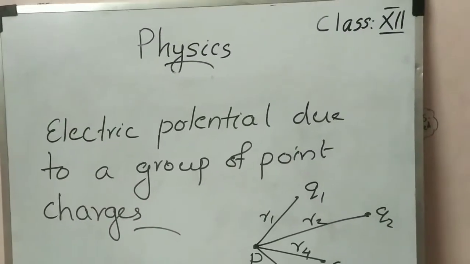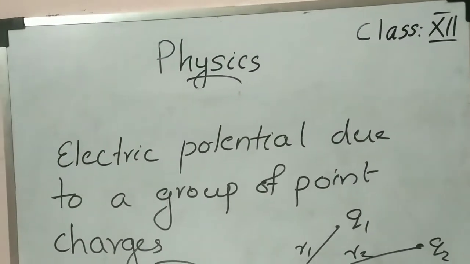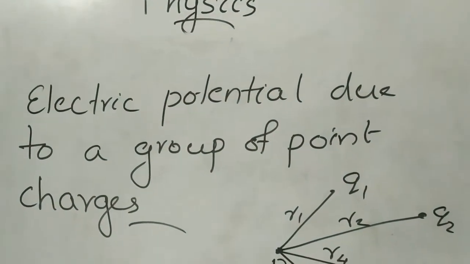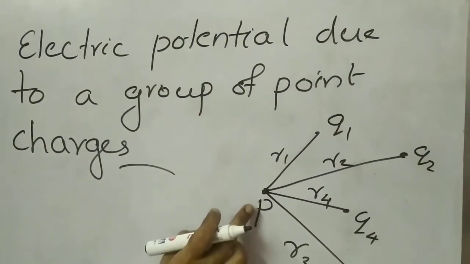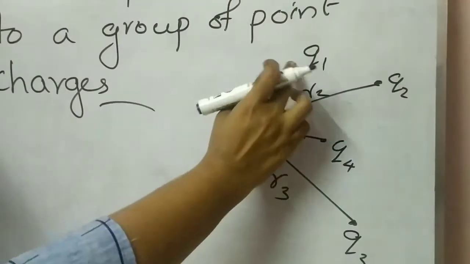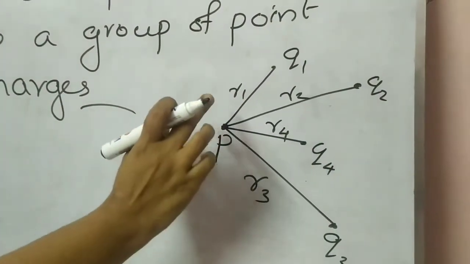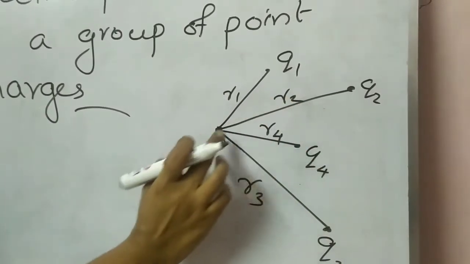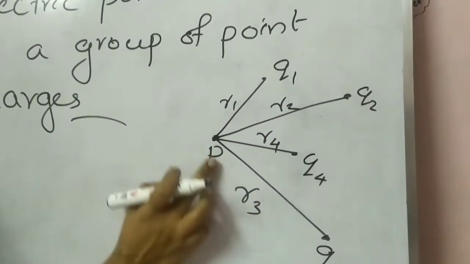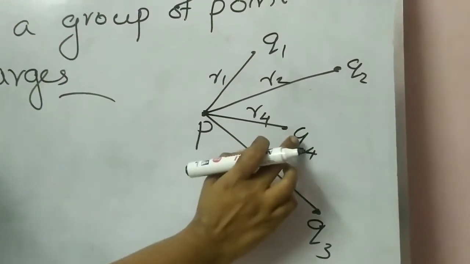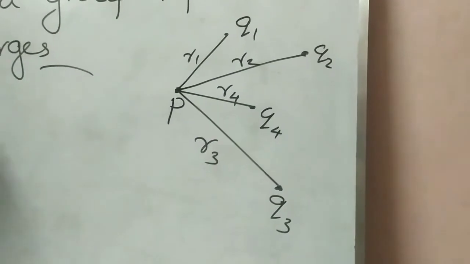Hello students, let us see what will be the electric potential due to a system of charges. Here you can see this is the point P. What will be the potential at this point? Here you can see Q1 at a distance R1 from P, Q2 at a distance R2 from P, Q3 at a distance R3 from P, Q4 at a distance R4 from P. What will be the potential?